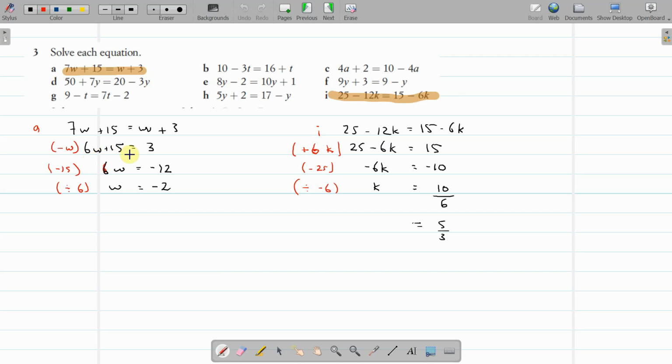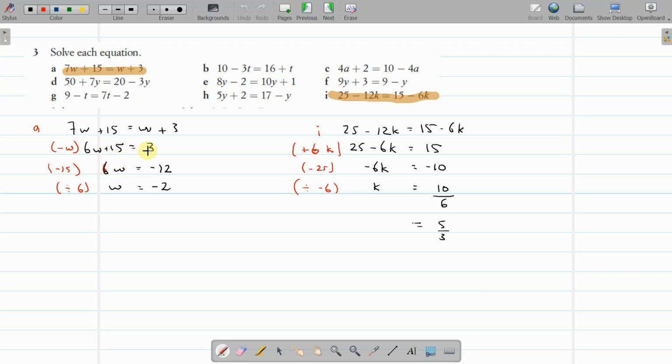Good. Okay, now we've got a number on this side. What we want? Well, we've got a number on this side too, which we don't want. So we're going to get rid of this plus 15 by doing the opposite, minus 15. So let's apply the minus 15 to here, and that simplifies this to 6w plus 15 minus 15 is nothing. So the plus 15 goes, just leaves us with 6w.